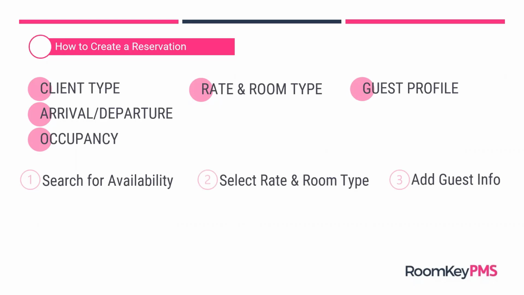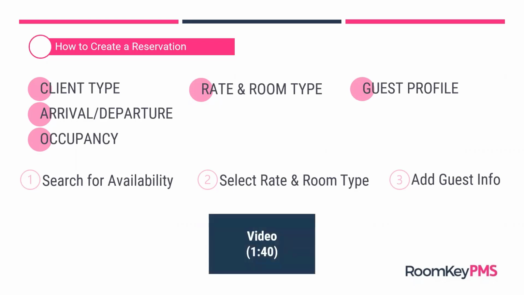Once you see what room types and rates are available to accommodate this guest, you can then select the rate and room type that is most appropriate for their stay. And then lastly, you're going to add in any guest information. So that includes the guest name, contact details, and it may also include payment details like a credit card to guarantee. So I have a short video here that's going to show us this process on screen.